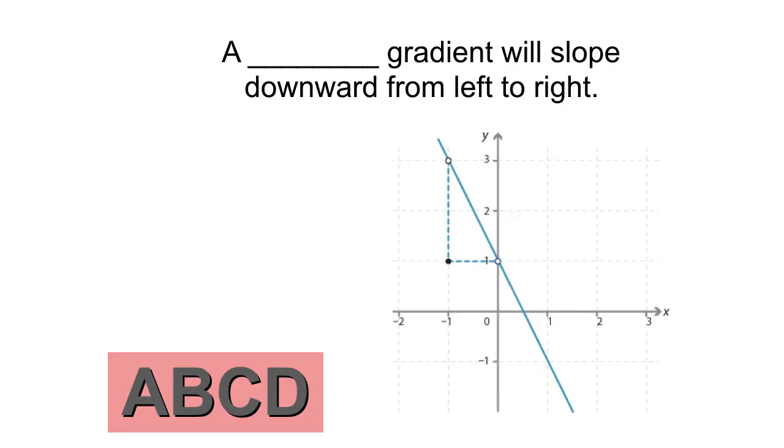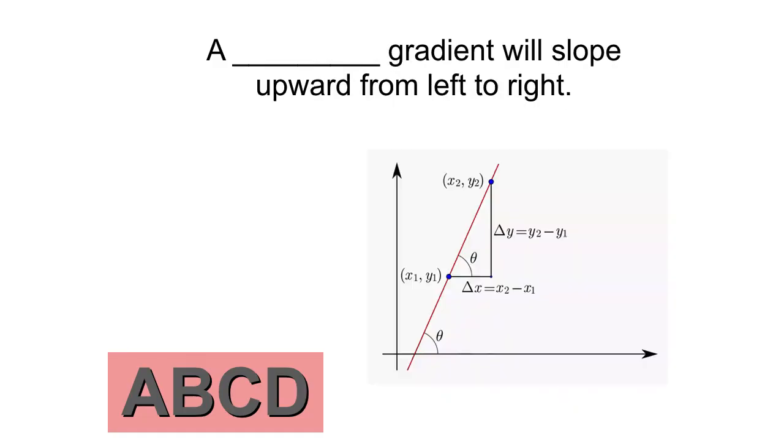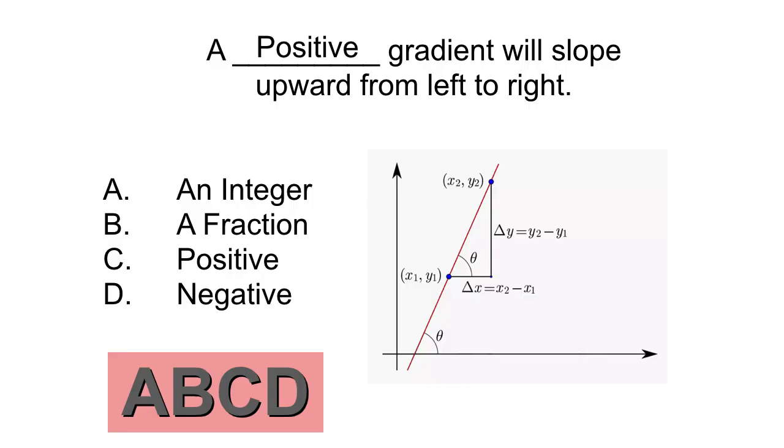A negative gradient will slope downward from left to right. A what gradient? A negative gradient. A positive gradient will slope upward from left to right. A what? Obvious. A positive gradient.